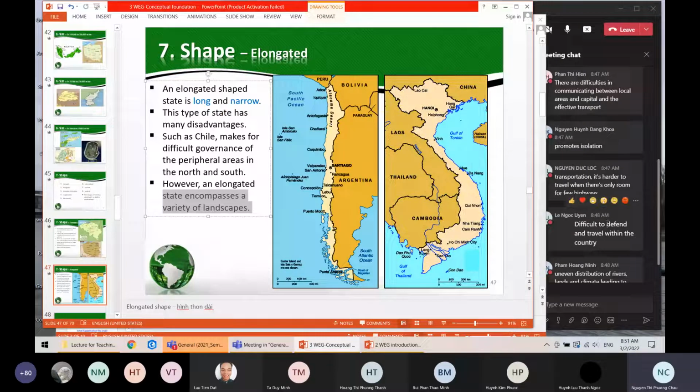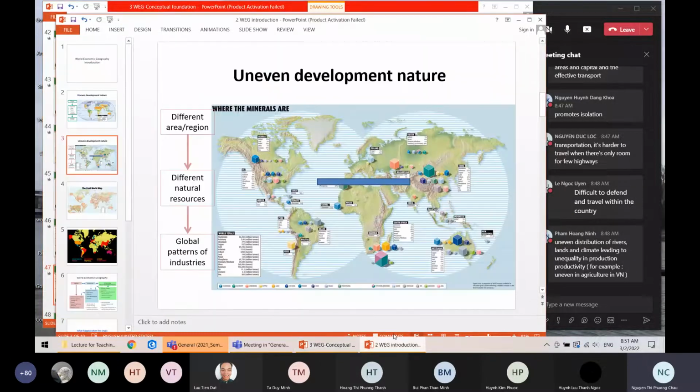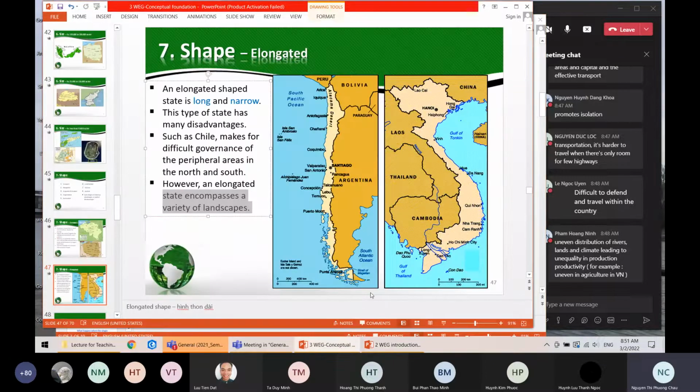What we discussed with difficult to defend. Why is it? Phong Hoàng Ninh said uneven distribution of rivers, lands, and climate leading to inequality in productivity. For example, uneven agriculture in Vietnam. Yes, that we already discussed. Uneven development of nature brings many other uneven activities.